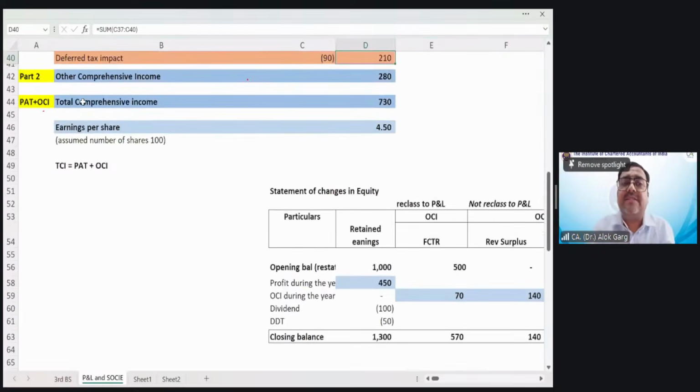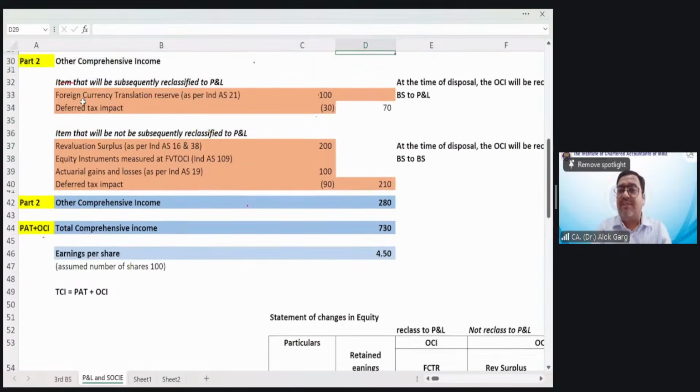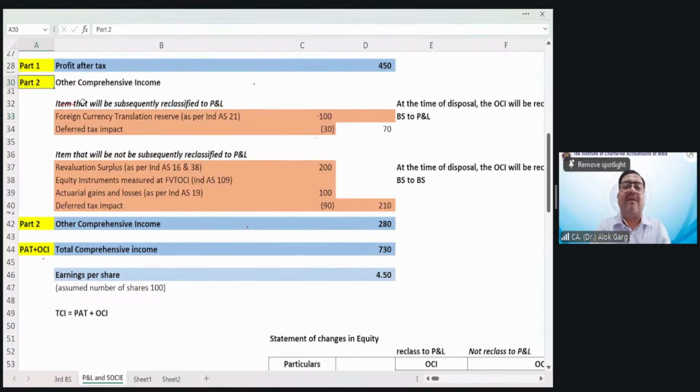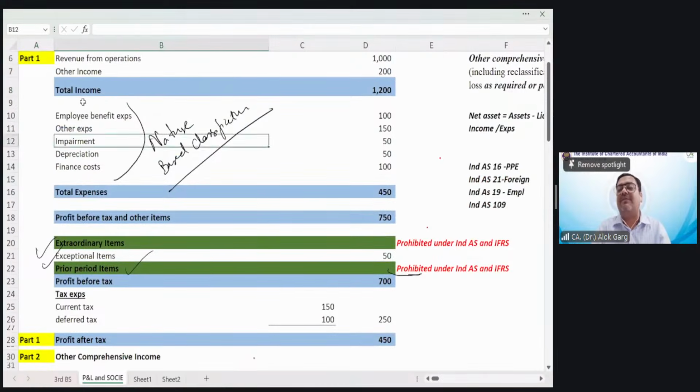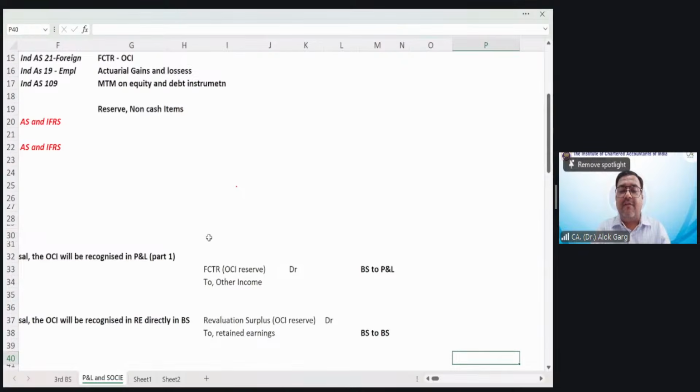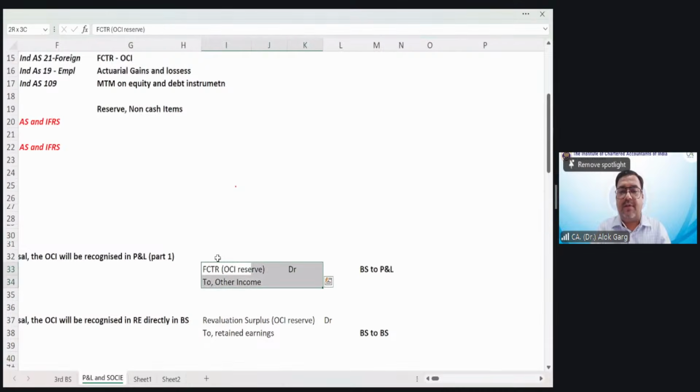So the point is, when you dispose of the subsidiary, you have to derecognize your FCTR also. So it is coming as an OCI reserve. Where will it go? It will go to the P&L. If the foreign currency translation reserve is a positive balance, what will you do? You will debit FCTR, credit other income. It will go to part 1 of the P&L. Is that clear? So what is the accounting entry? Foreign currency translation reserve, OCI reserve account debit, to other income. Balance sheet to P&L. The OCI reserve is a balance sheet item. It will go to P&L as other income.